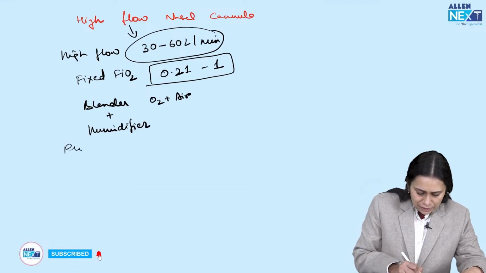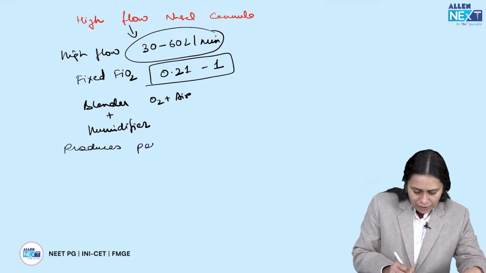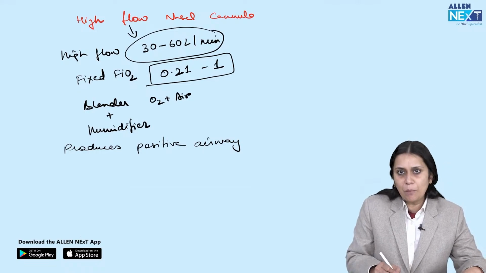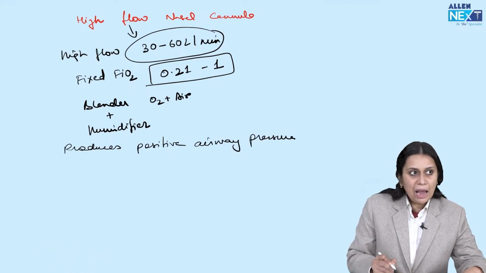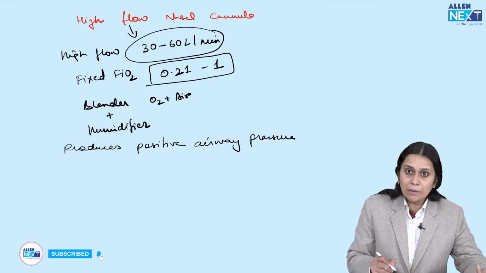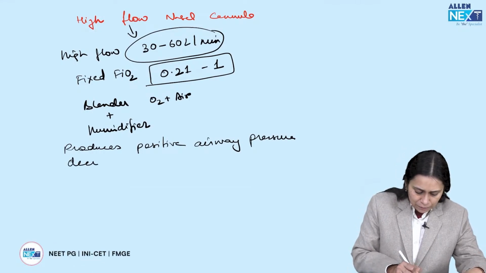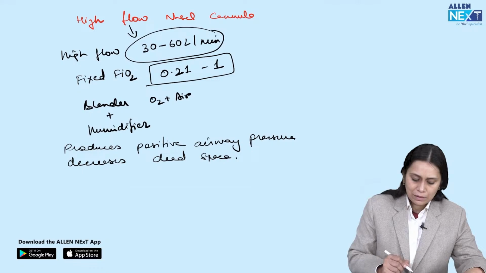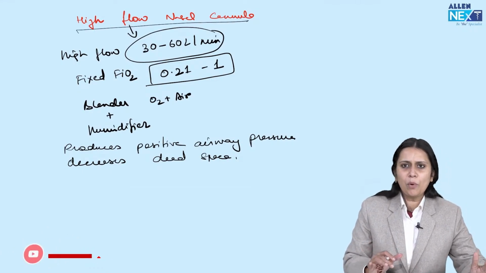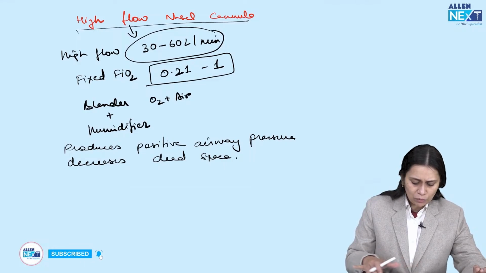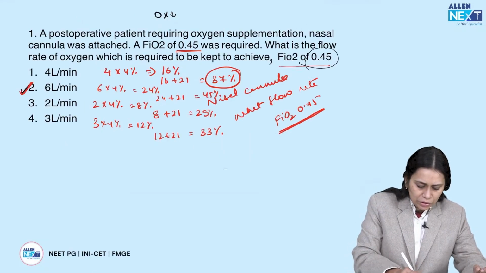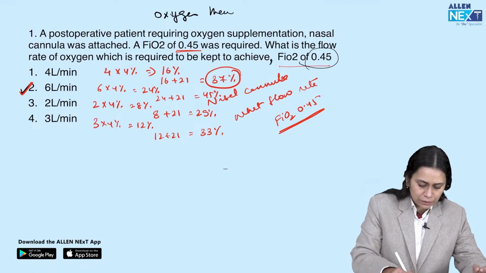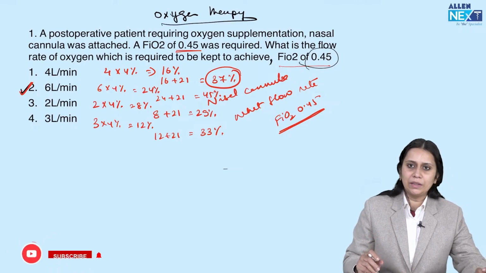So, it produces a positive airway pressure, and very important, apart from this, it decreases dead space. So this is HFNC. Okay. So this is again a high flow device. So these are the important points about the first question which I wanted to discuss, which was the question on oxygen therapy. Oxygen therapy is an important topic for you. So we have talked about oxygen therapy.